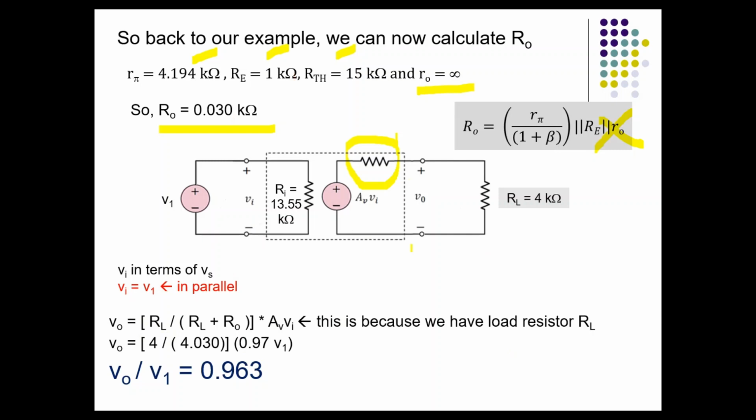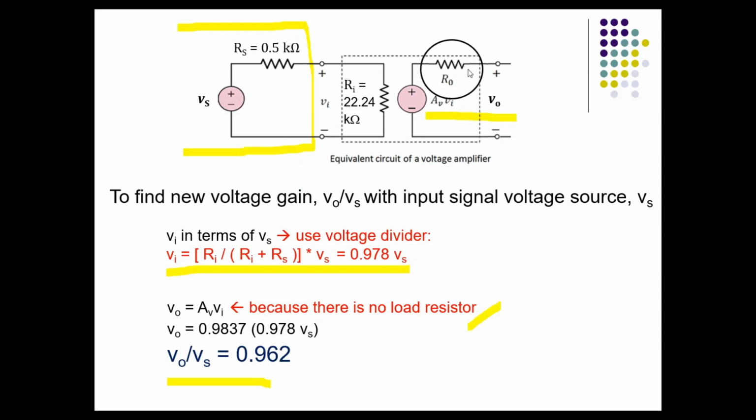So now you can calculate what is Vout using voltage divider: RL over RL plus Ro multiplied with AV Vi. And then Vi is equivalent to the value of V1, and therefore you can get Vout over V1 equivalent to 0.963. So this is an example where, because you have the load resistor, you have to calculate what is Ro. In the previous example just now, you can see that I don't have to calculate what is Ro because there is no load resistor. So that's why I just proceed with the calculation of the gain Vout over Vs.